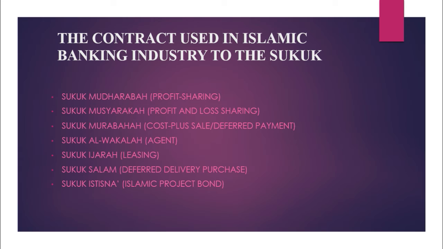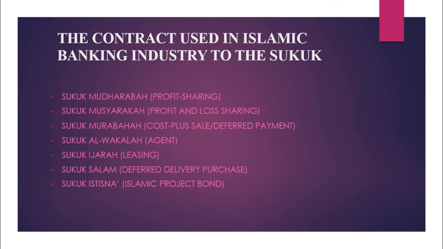The sukuk has attracted considerable attention in recent years from Muslim and non-Muslim alike. There are 7 types of sukuk contract used in the Islamic banking industry: sukuk mudarabah, sukuk musyarakah, sukuk murabahah, sukuk al-wakalah, sukuk ijarah, sukuk salam and sukuk istisna. First we go to sukuk mudarabah, profit sharing. Sukuk mudarabah is a certificate that represents projects or activity that are managed on the basis of a mudarabah partnership based on a trust contract. There will be one party or partner called the mudarib who will manage the project.